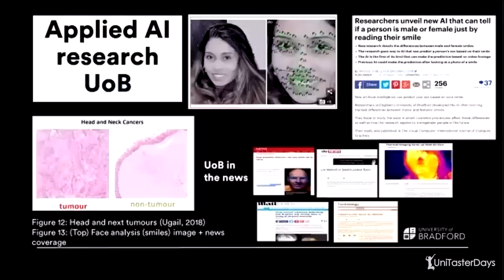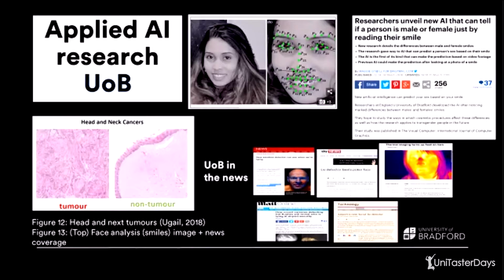Now, I'm going to talk a little bit about University of Bradford's research. Professor Hassan Yugel, he's part of our applied AI course team, and he has looked at head and neck tumors, and he has also looked at face recognition and image analysis of the difference between male and female smiles. There's a lot more, there's also other news where University of Bradford has talked about their research.